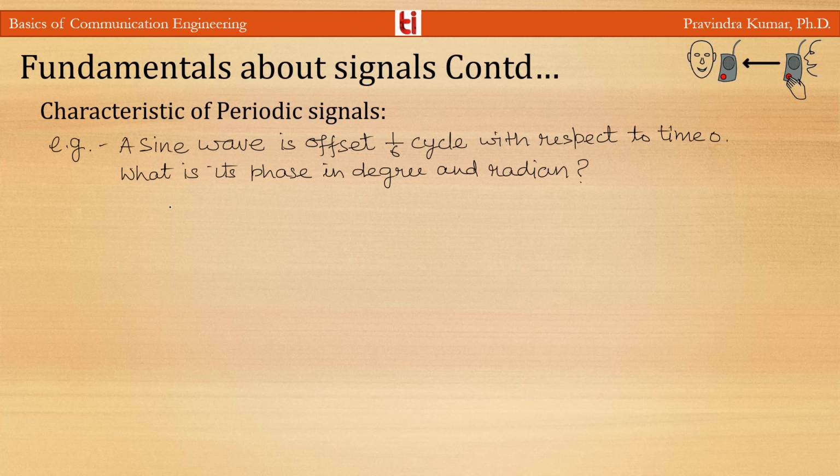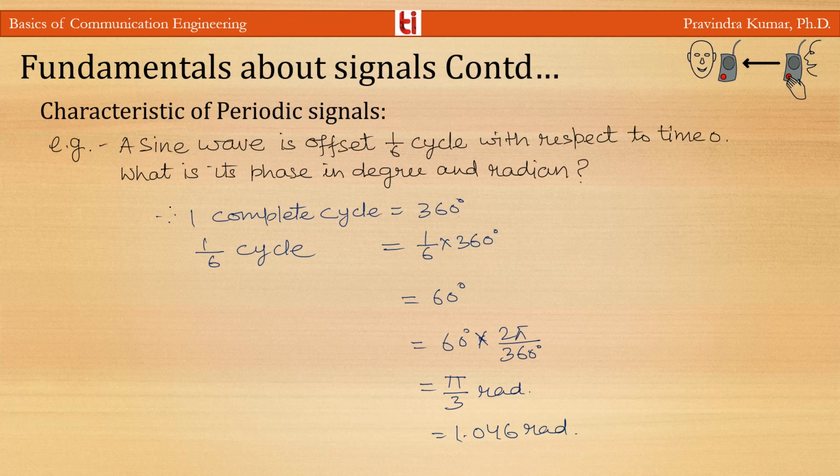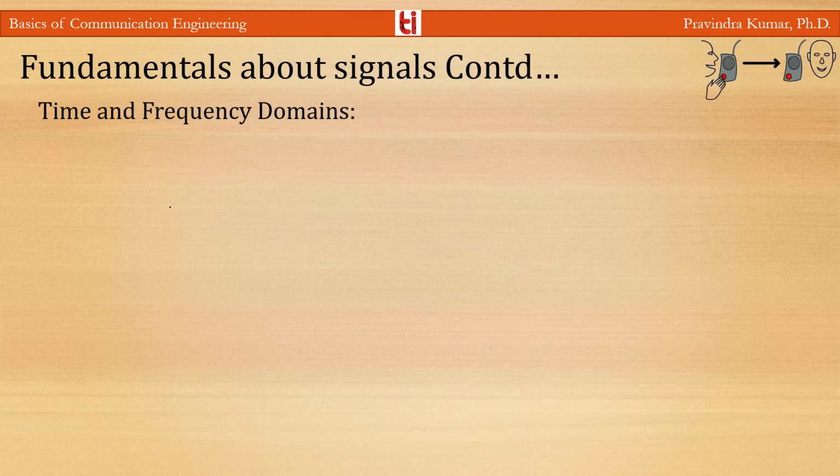We know one complete cycle is 360 degrees, so 1/6 of a cycle means 1/6 into 360, or 60 degrees. This 60 degrees can be converted into radians by multiplying by 2π/360, which gives 1.046 radian. Now we will discuss time and frequency domains.